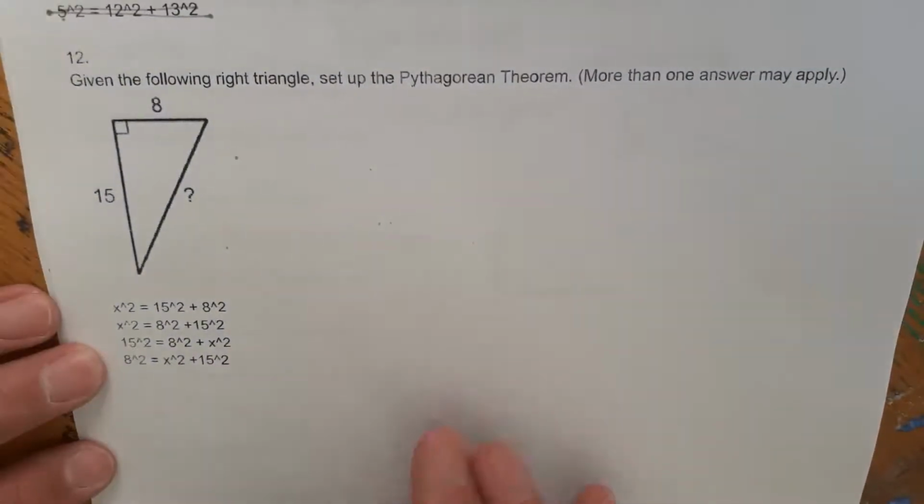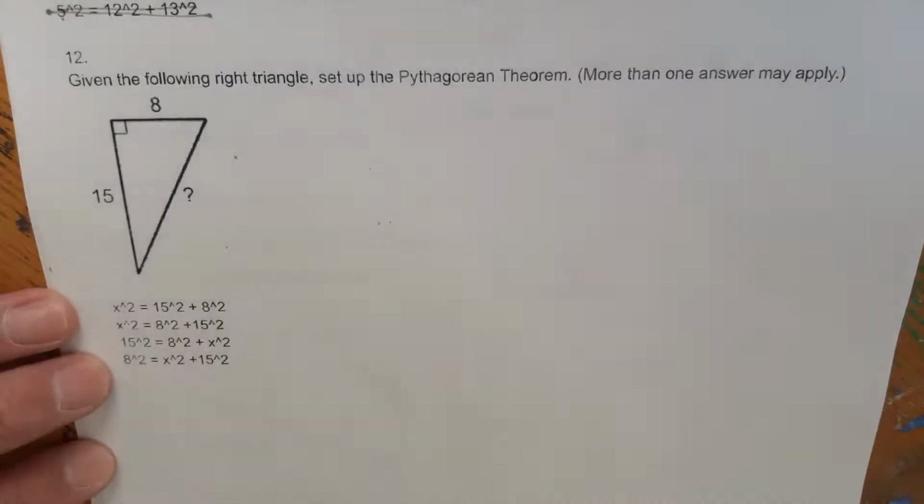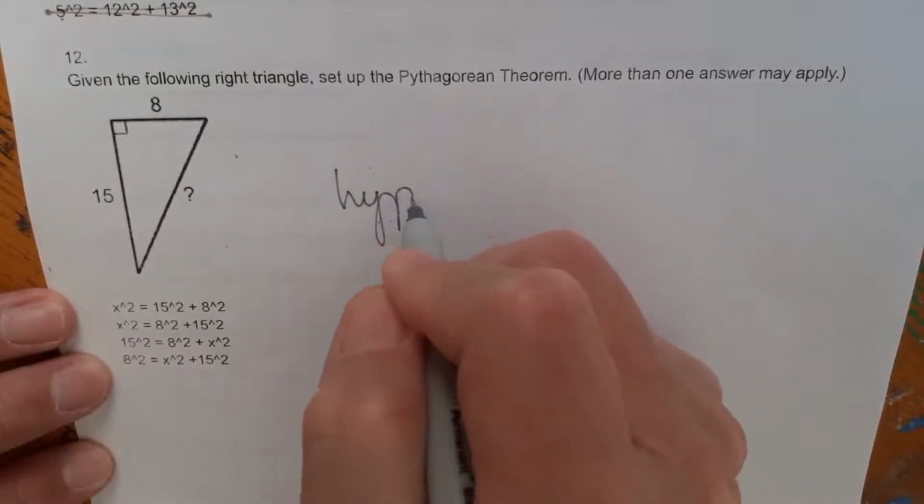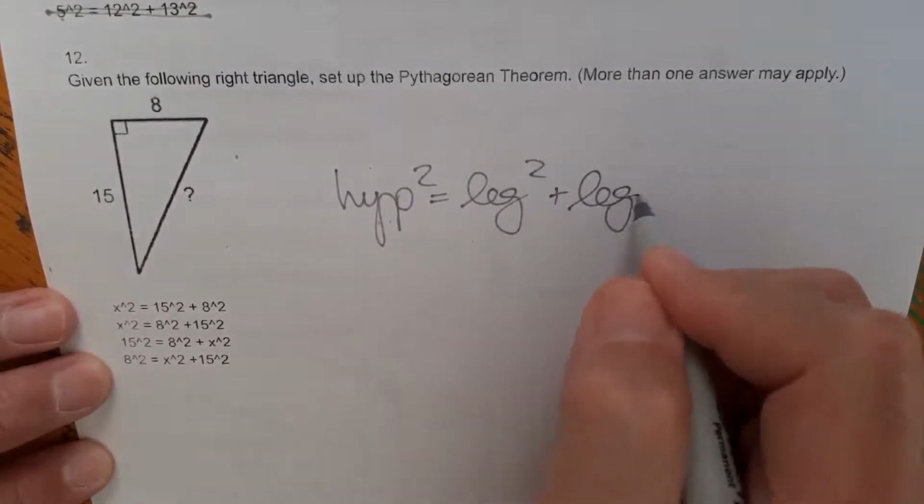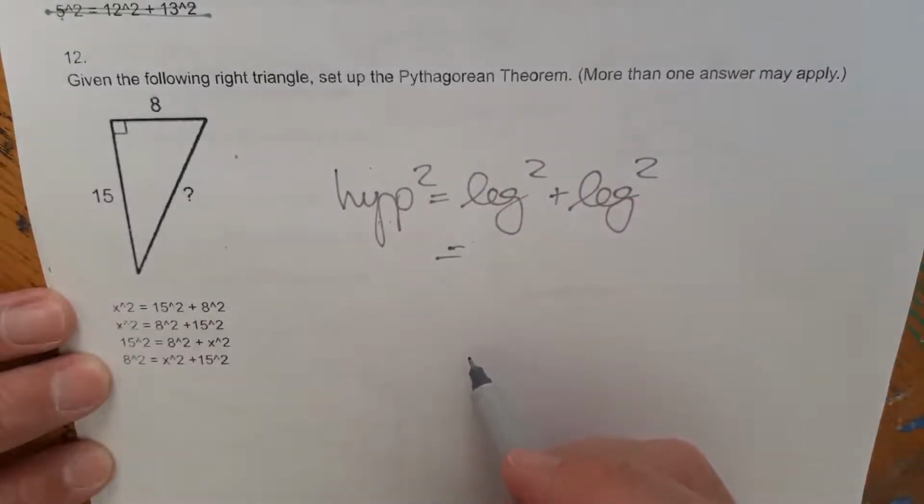All right, given the following triangle, set up the Pythagorean theorem, more than one. Okay, we're just setting them up this time. This is nice. All right, start with this. Hypotenuse squared equals leg squared plus leg squared. All right, now we got the equals. That's all in line. Then we're going to roll down through here.